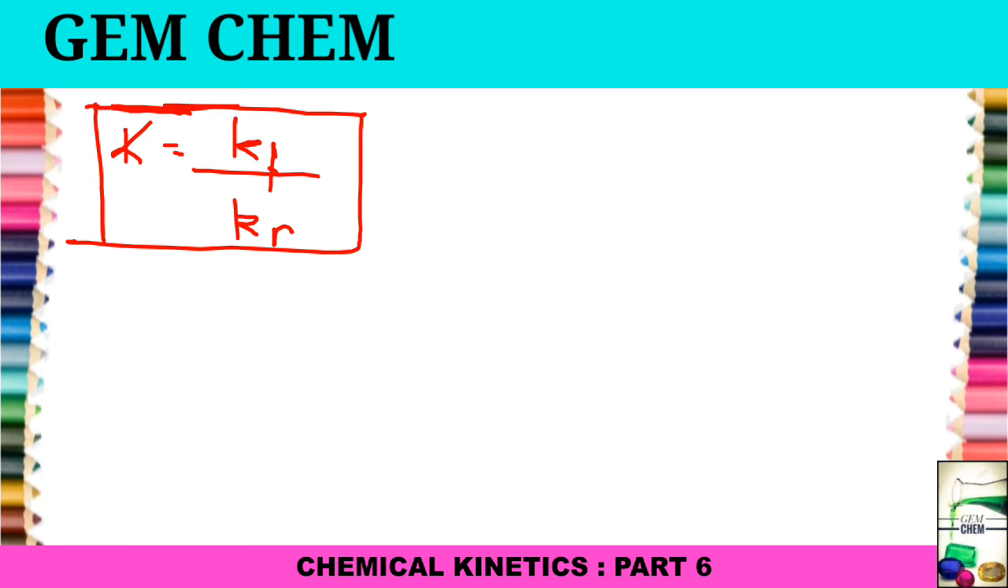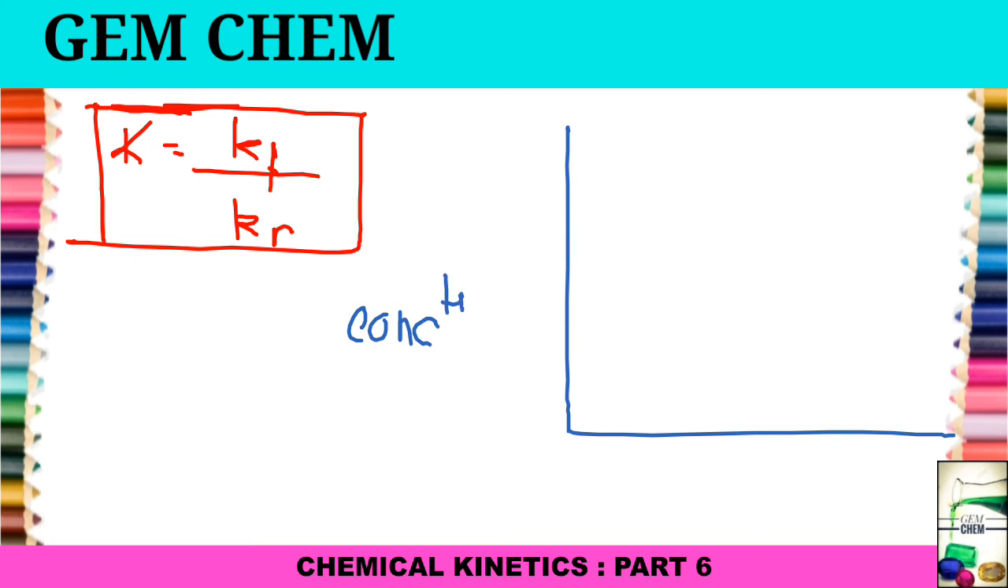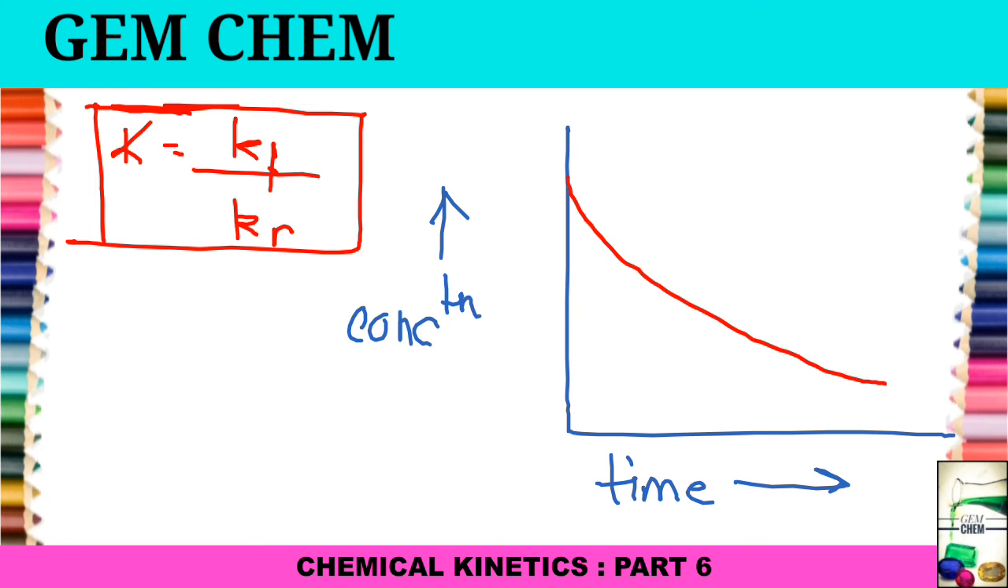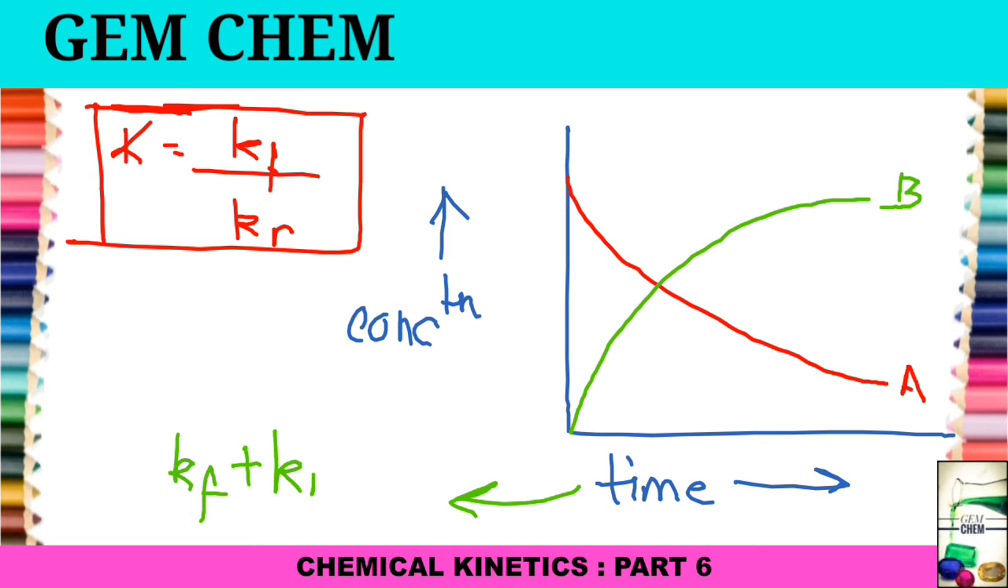And we need to draw a graph showing that opposing reaction is taking place. So in this coordinate we will take concentration, and in this coordinate we will take time. What happens is concentration of A decreases like this. So this is our A, and concentration of B increases like this. So this is our B, and this is the ultimate graph of this. Instead of time, you can also get the coordinate like this, (Kf plus Kr)t.